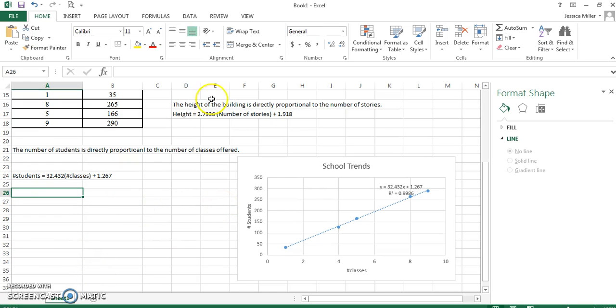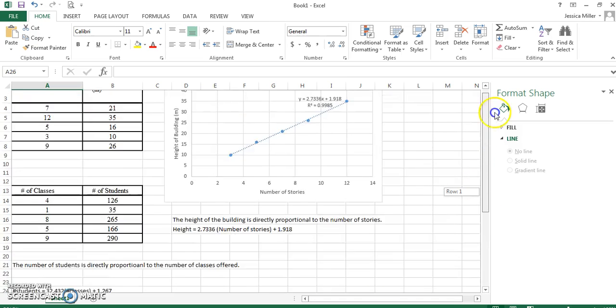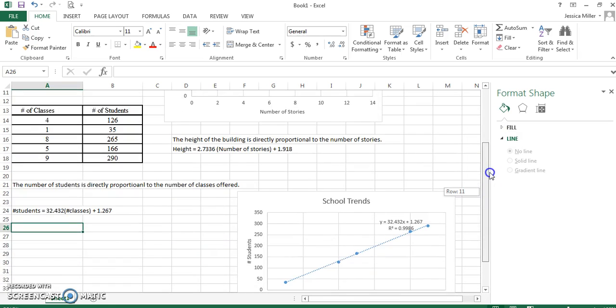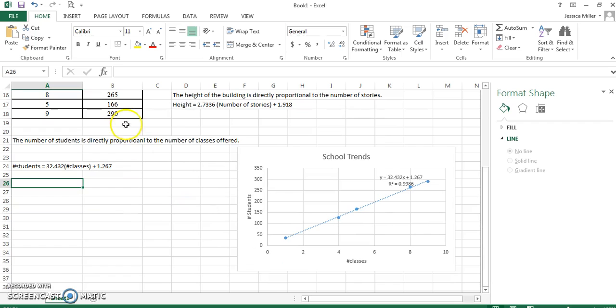Alright, and that's long enough for this video. We will look at the other graphing video somewhere else. So practice playing around with Excel and graphing this data here. Make sure that you understand how to create graphs in Excel and get your trend lines.